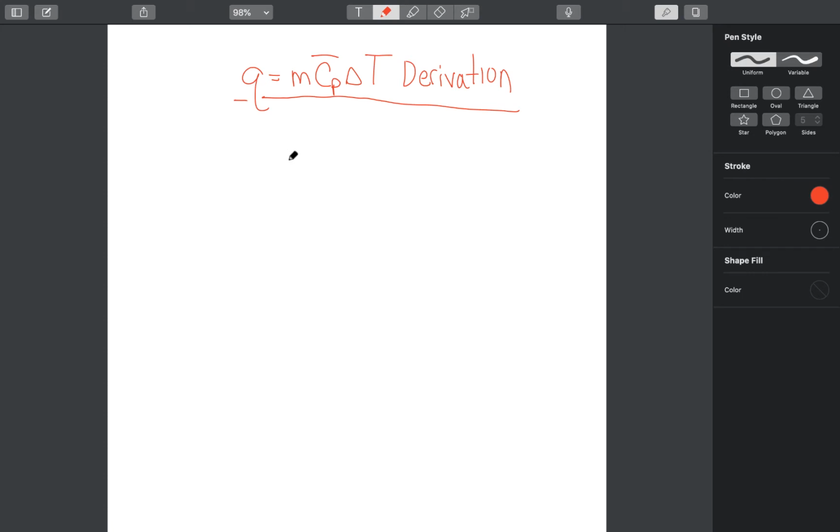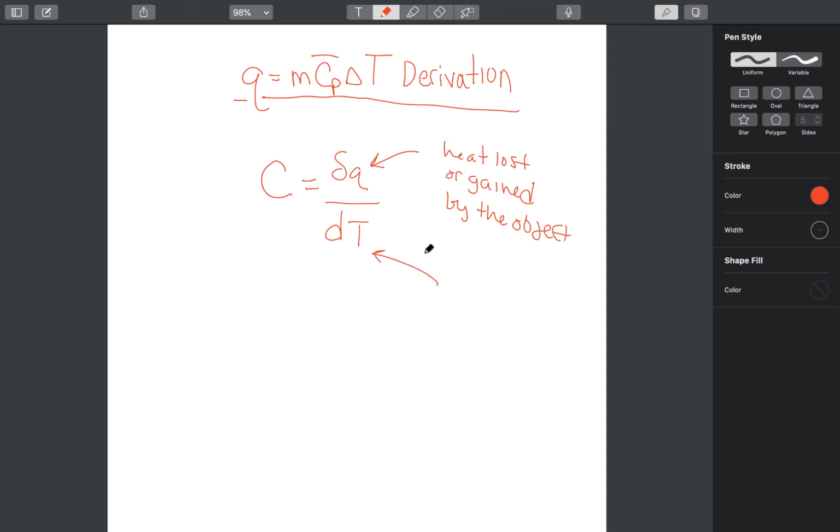So let's begin with our definition of heat capacity, where C, which is heat capacity, is equal to dQ over dT. Now dQ is the heat lost or gained by the object, and dT is the change in temperature of the object, and then C is the heat capacity.